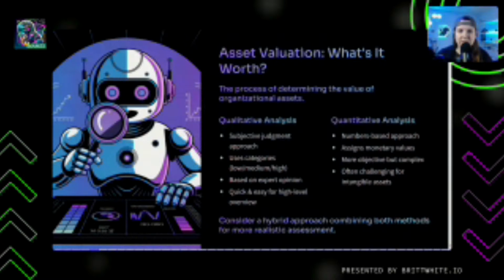For example, quickly classifying customer financial data as high value, internal employee data as medium value, and public-facing marketing materials as low value. Then we have quantitative analysis. This is the numbers approach. We attempt to assign concrete monetary values to assets and potential losses. It's more objective and precise, but it can be complex and time-consuming, especially for intangible assets like reputation or customer trust.